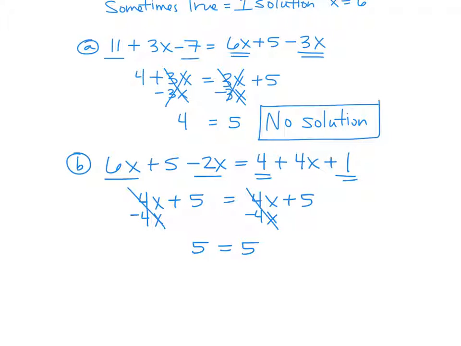What is that? That's always true, right? That's the identity, because your variable is no more. So that's always true, which is an identity. Okay? Questions on that?